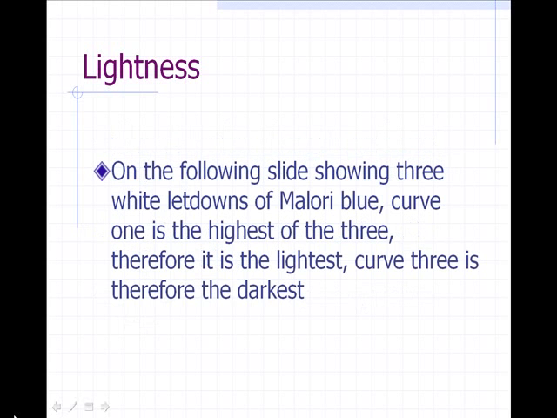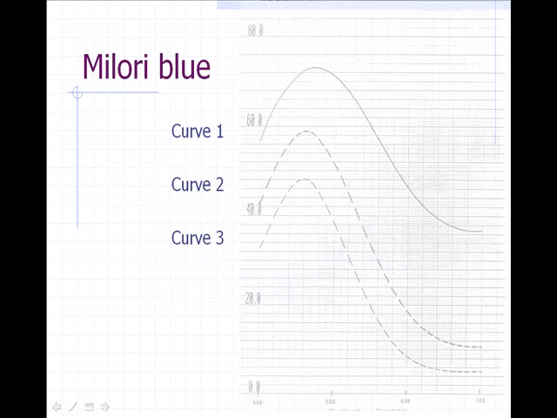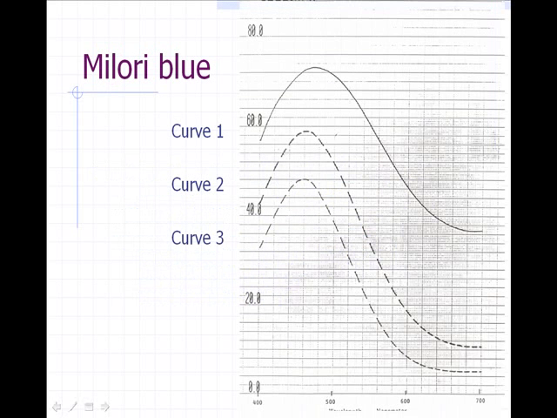The following slide shows 3 letdowns of Midori blue. Curve 1 is the highest of the 3, therefore it is the lightest. Curve 3 is the lowest, therefore it is the darkest. And there we have our 3 curves. Top one is the lightest, the bottom one is the darkest.